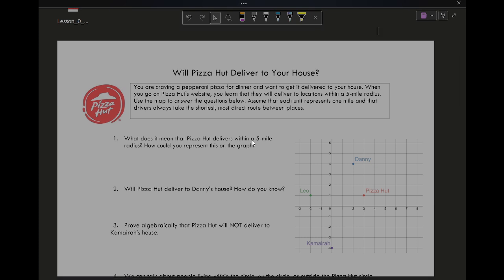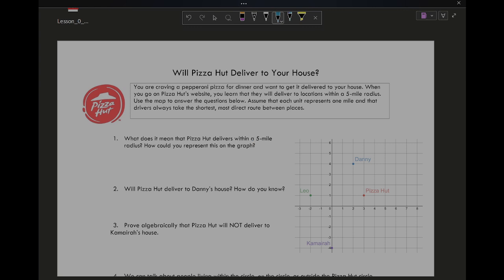So let's see what's happening here. It says, will Pizza Hut deliver to your house? You're craving a pepperoni pizza for dinner and want to get it delivered to your house. When you go to Pizza Hut's website, you learn that they will deliver to locations within a 5-mile radius. Use the map to answer the questions below. Assume that each unit represents 1 mile and that drivers always take the shortest, most direct route between places.